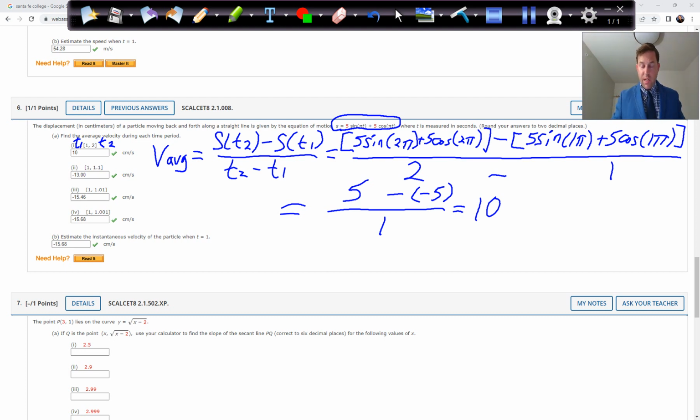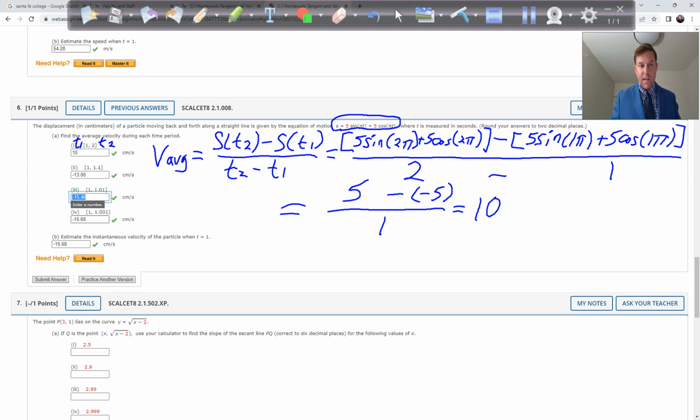But the double negative will make this a positive 10, and then the denominator is 2 minus 1, which is 1, so it's just 10 over 1. Now what's interesting about this is when you shrink this down closer to 1, it actually goes from a positive number to a negative number. So this one changes quite a bit. But you will see convergence. So you'll get negative 13, then negative 15.46, then negative 15.68, which means it is becoming the instantaneous velocity of minus 15.68.